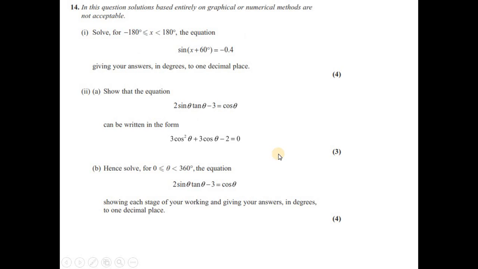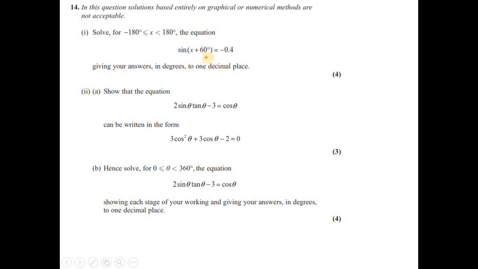Question number 14. In this question, solutions based entirely on graphical or numerical methods are not acceptable. Solve for x from -180 to 180 the equation sin(x + 60) equal to -0.4, giving your answer in degrees to 1 decimal place.